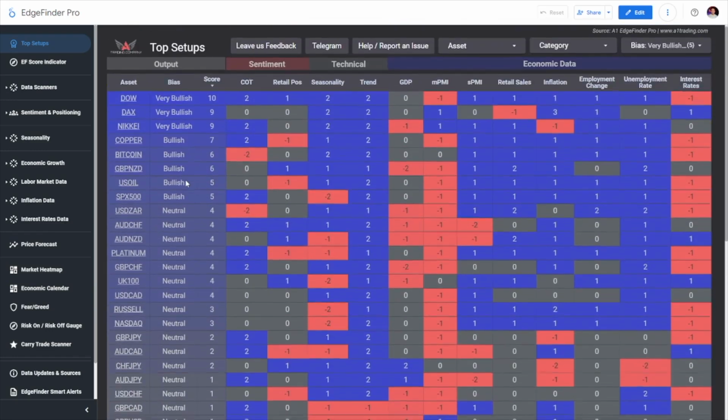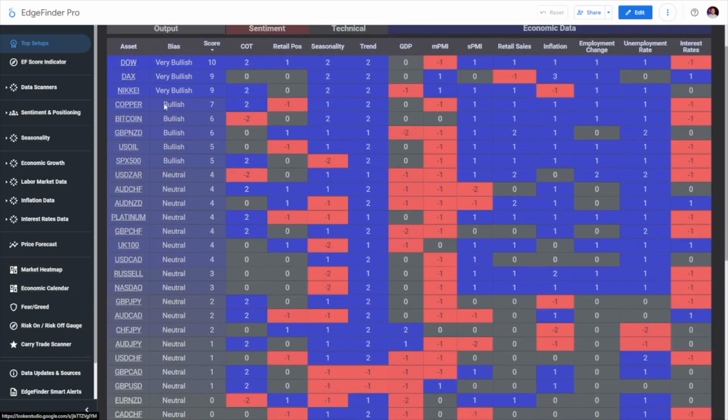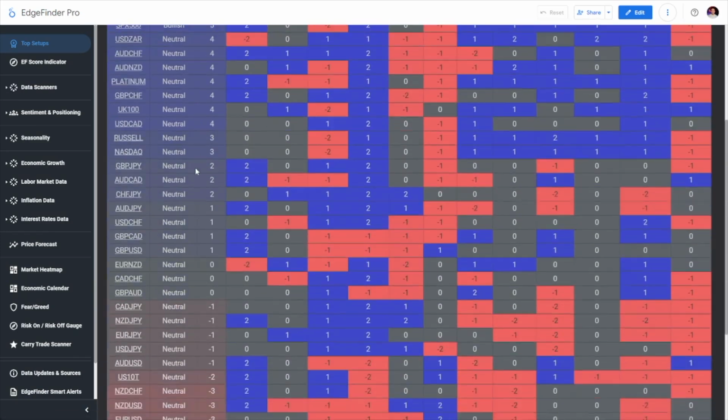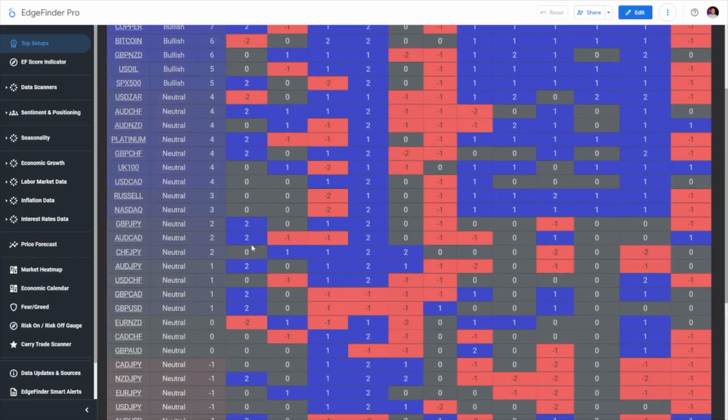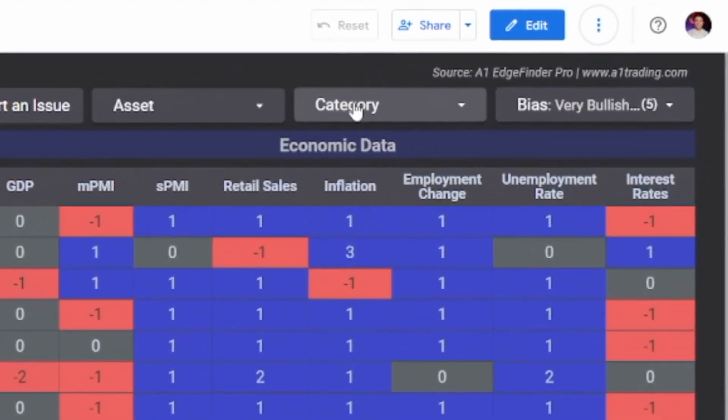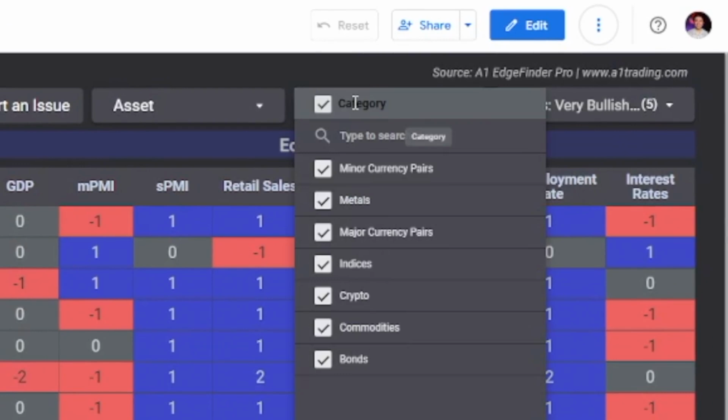So if you're somebody who watches gold or Bitcoin or the DAX, the Dow, the S&P 500, currency pairs like USD crosses, or even minor currency pairs, what you'll notice under this category selection is that the EdgeFinder is tracking a ton of different types of markets. This is not a tool that is built just for Forex traders or just for futures traders. This tool is built for a very wide basket of different types of traders.